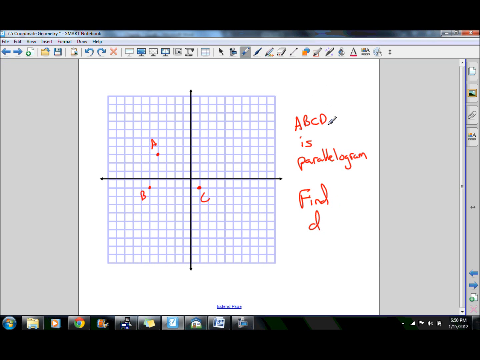So ABCD is a parallelogram, so we're looking for D, and we have to figure it out. I'm just going to connect all the points first. The thing we know is that D has to maintain a parallel side with AB. So from B to A, we go up 1, 2, 3, 4, and over 1. So up to D, we have to go up 1, 2, 3, 4, and over 1. So D has to be right there.